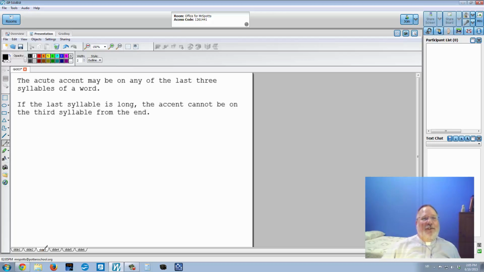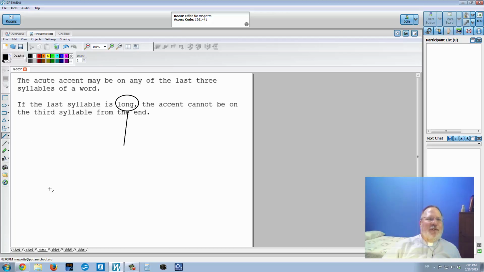Now, the acute accent may be on any of the last 3 syllables of a word. So when you see a Greek word, count from the end by syllable. Now, if the last syllable is long, the accent cannot be on the 3rd syllable from the end. Now, wait a minute. What makes a long syllable? Let's be sure we get that idea.